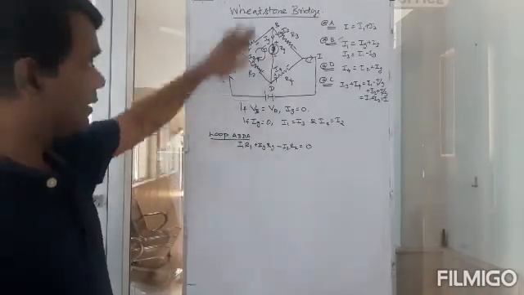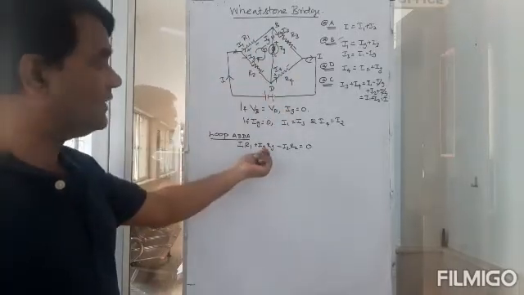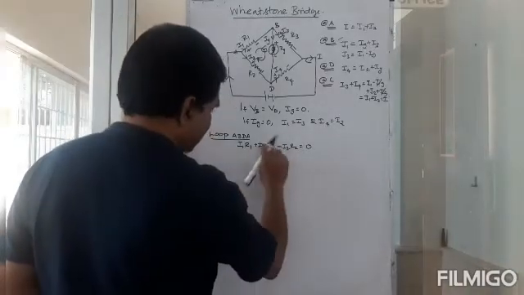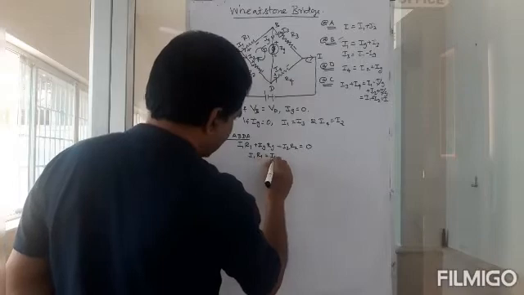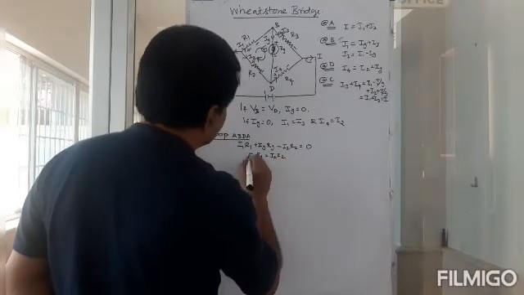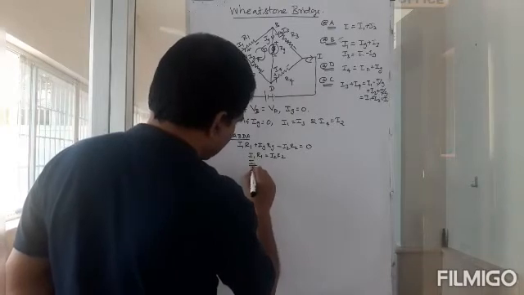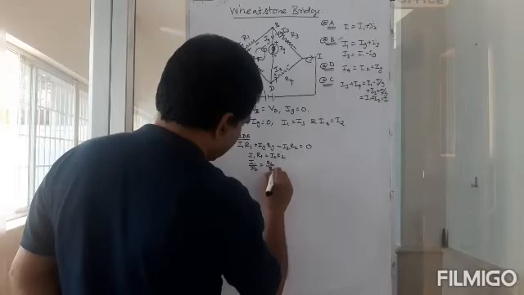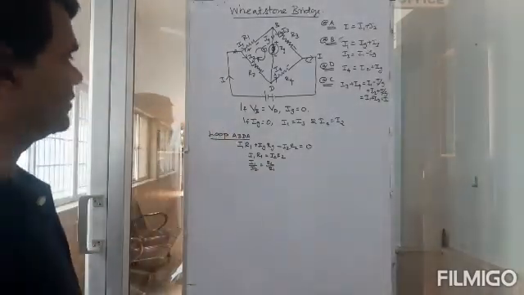But now what have we considered? I have considered a case where Ig is 0. If Ig is 0, then this will be gone, and I will have I1 R1 equal to I2 R2. Which means I1 by I2 is equal to R2 by R1. Okay? So, you got it.